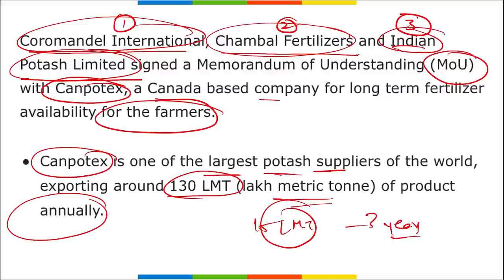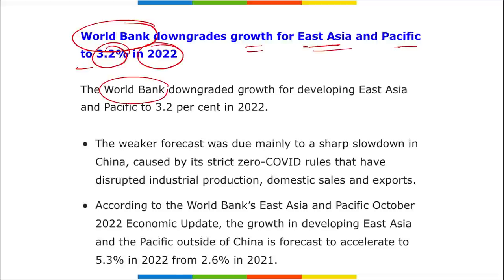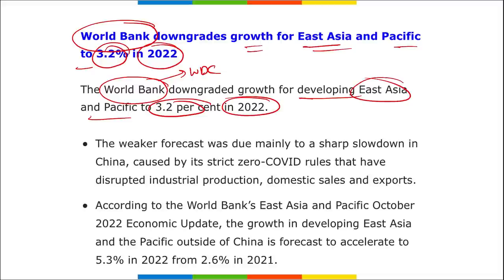Moving on, friends, to the next news, that is of World Bank has downgraded the forecast for East Asia and Pacific to 3.2% in 2022. I repeat, World Bank, the headquarters of which is in Washington DC, has downgraded the growth for developing East Asia and Pacific to 3.2% in 2022. The weaker forecast was mainly due to the sharp slowdown in China, and we saw in China there is a no COVID policy that is still being followed.